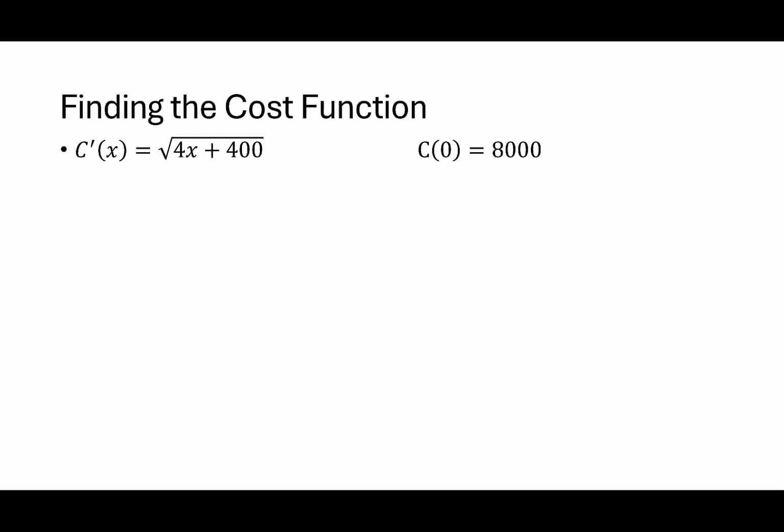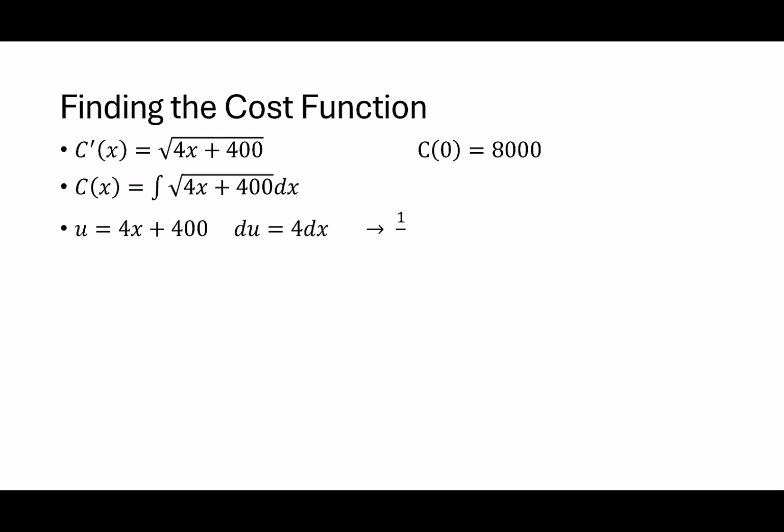We were given the marginal cost as the square root of 4x plus 400, and C of 0 is equal to 8,000. Again, we need to integrate. When we integrate the square root of 4x plus 400 dx, we need to use substitution. The 4x plus 400 will be u. When we take the derivative, we get du is equal to 4 dx. Because we don't have a 4, we'll divide by it to get 1/4 of du is equal to dx.